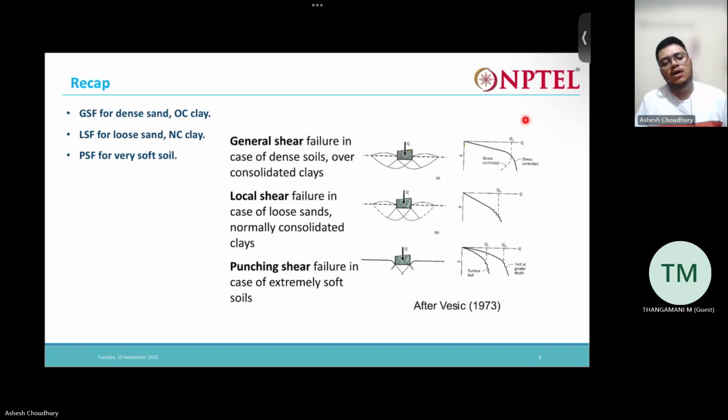Then we have the local shear failure. In the local shear failure, these failure surfaces are not properly formed. They are not completely formed, but still we have some ground heaving. The local shear failure occurs for loose sand and normally consolidated clays. And then we have the punching shear failure. This happens for extremely soft soil. No failure surfaces are formed, but the foundation just settles, punches into the soil. Right. So these are the three modes of failure.